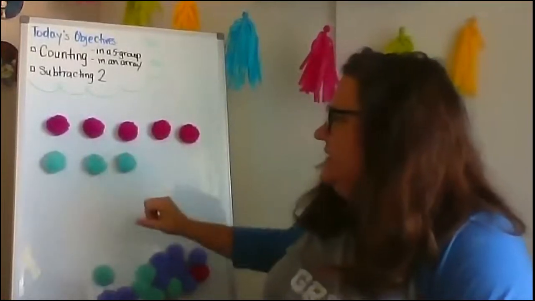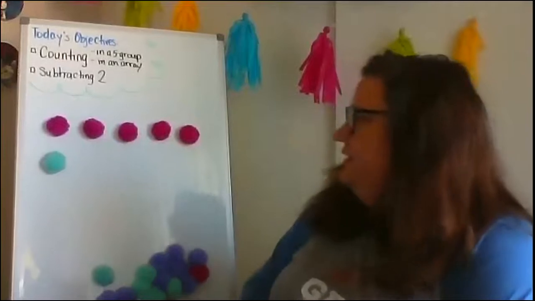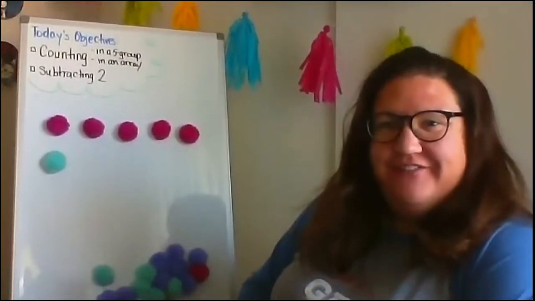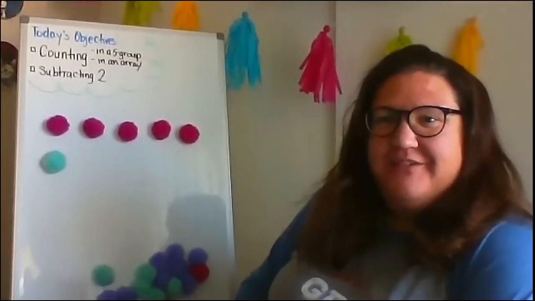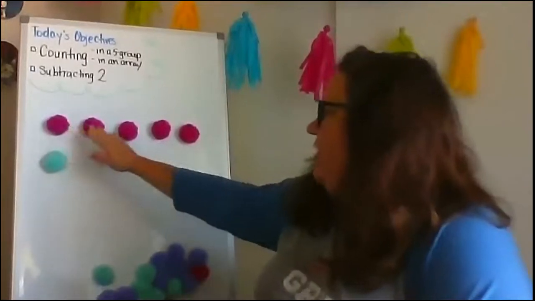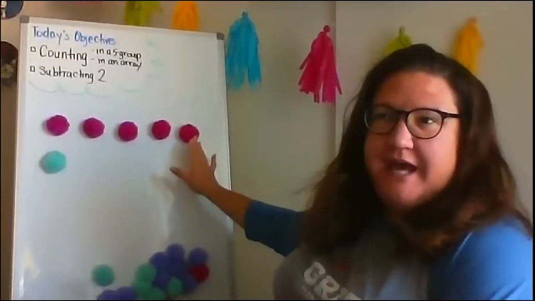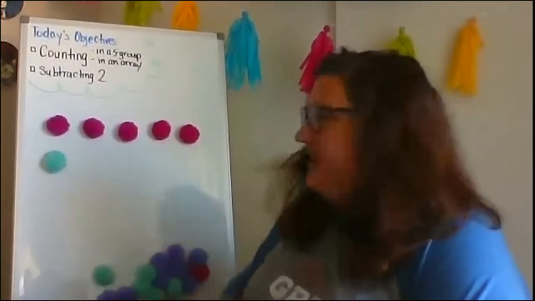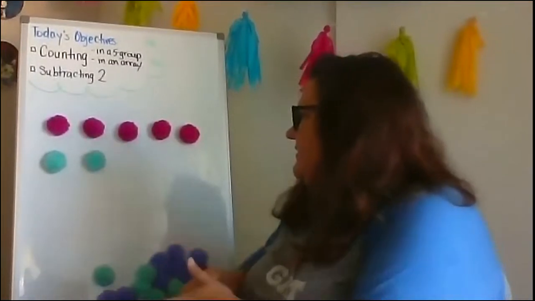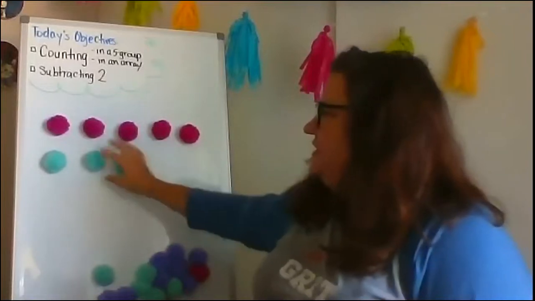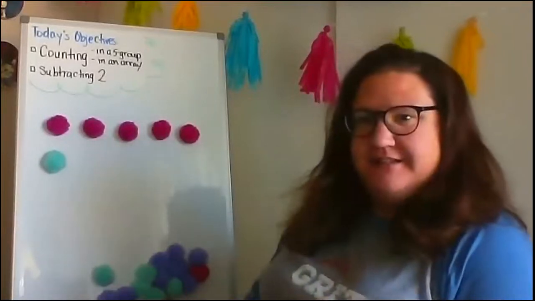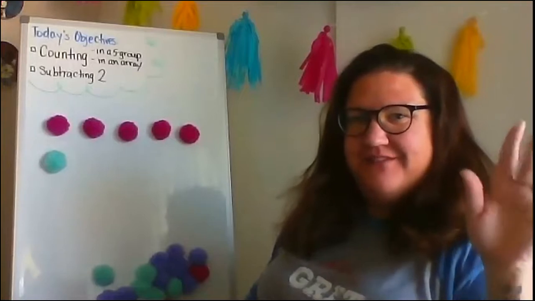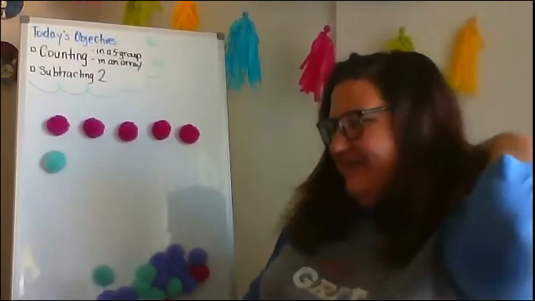6, 7, 8. I'm going to take away 1, 2. Now how many do I have? Right. You went 1, 2, 3, 4, 5. You knew 5 were in the top, and you counted on one more is 6. 8 take away 2 is 6. Awesome. Give yourself some shine. Pat yourself on the back.